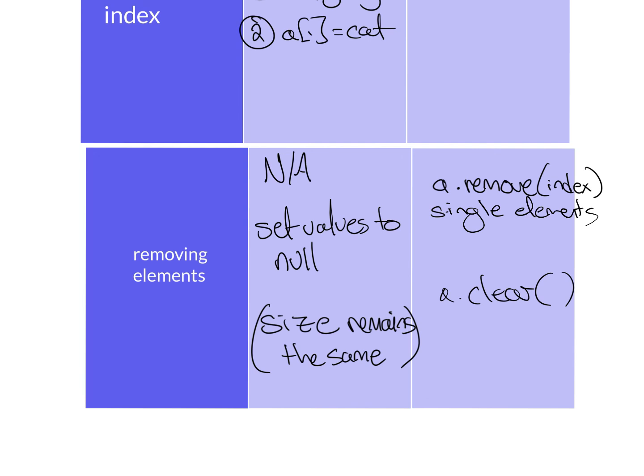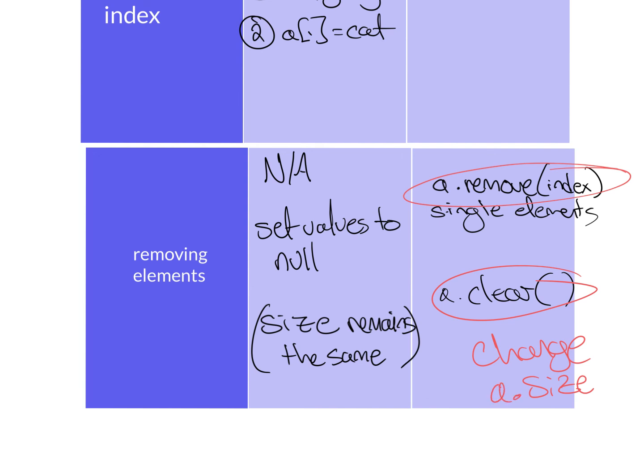In your array list, these 2 functions, the remove and the clear, will change the size. In the case of an array, the size always remains the same because it's a fixed static data structure.